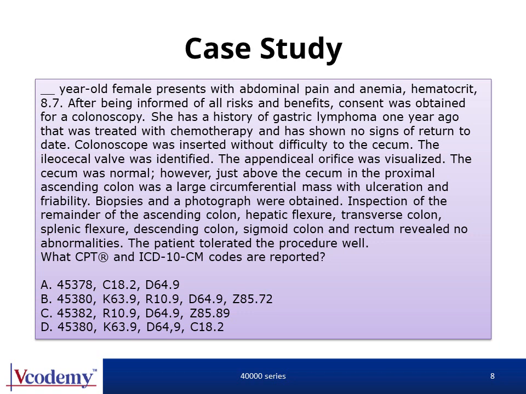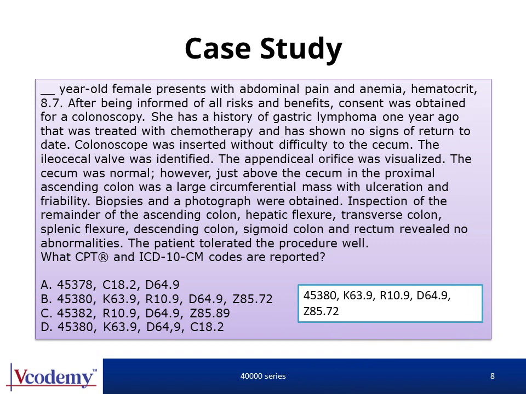Okay. Hope all of you have checked your books and found the correct answer. 45380, K63.9, R10.9, D64.9, Z85.72. So this is a colonoscopy with biopsy. You choose the code 45380. K63.9 is disease of the intestine unspecified. And all the symptoms are coded here.